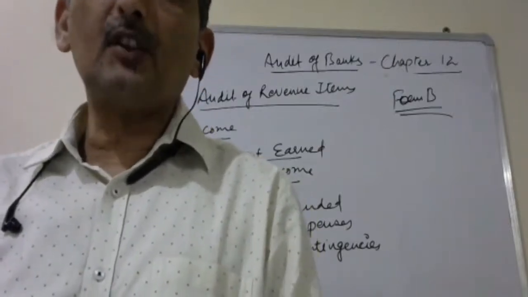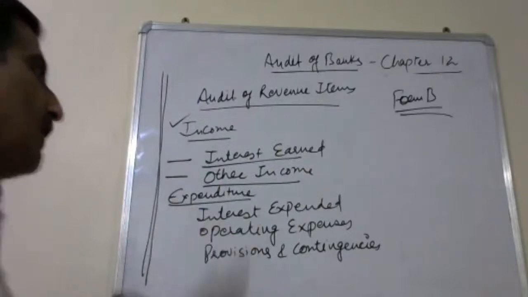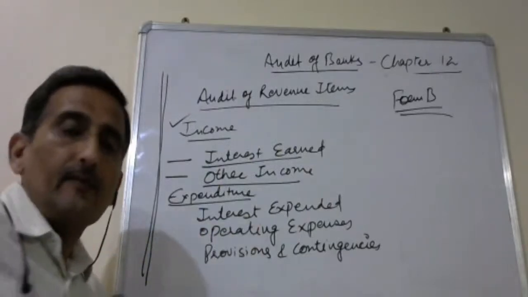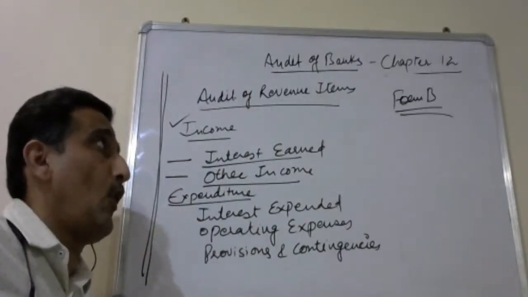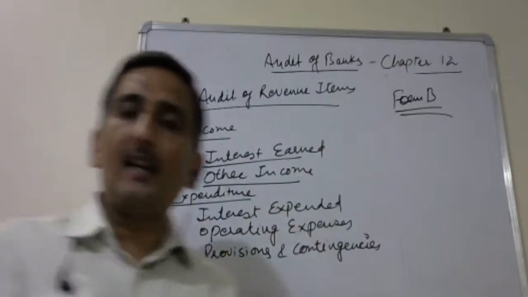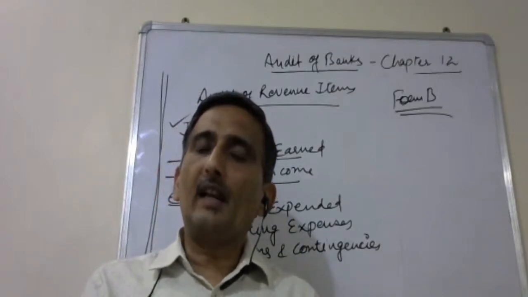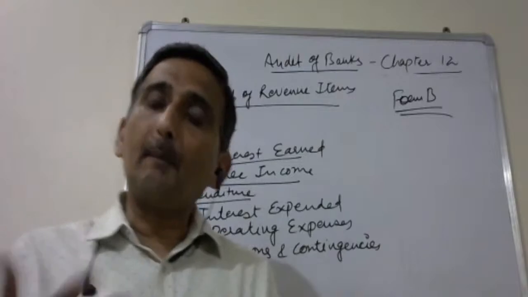And now we come to the expenses side. Now what is on the expenditure side of the profit and loss account of a bank? It is interest expended. So interest would be on deposits.